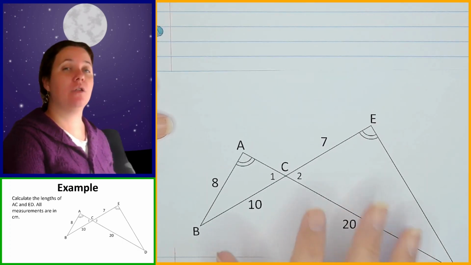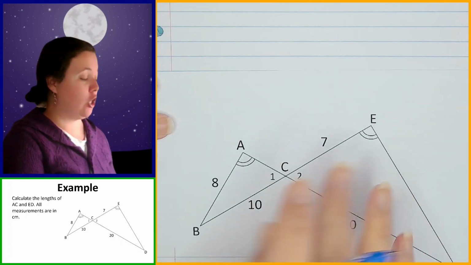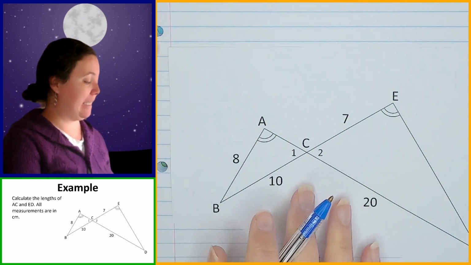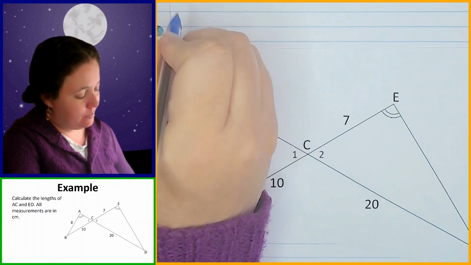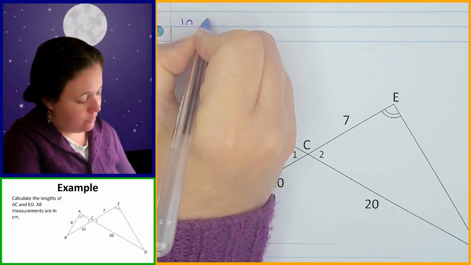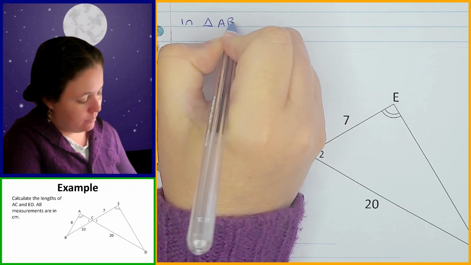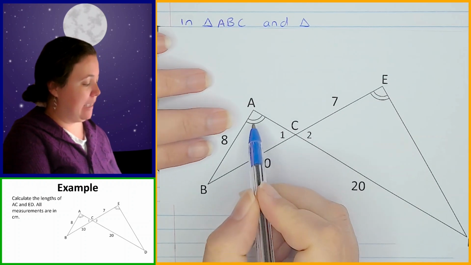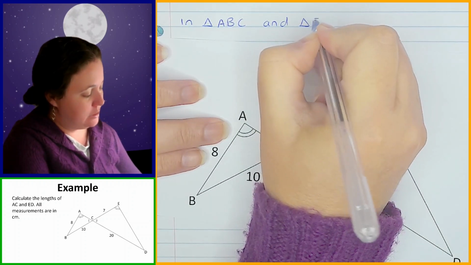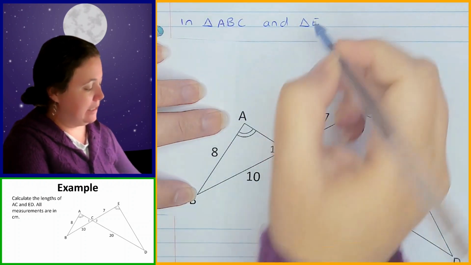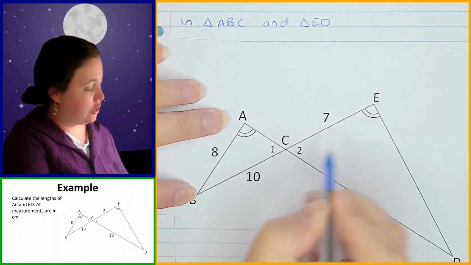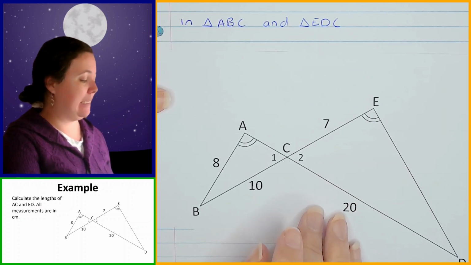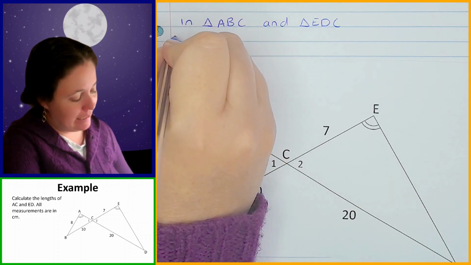Just like when we are proving the two triangles are congruent, we start off by naming the two triangles that we're going to be proving are similar. So I'm going to say in triangle ABC, and triangle over here, A matches E, so E goes first, B matches D, and C matches C. So in triangle ABC and triangle EDC, I need to have three statements, just like I do for congruency.